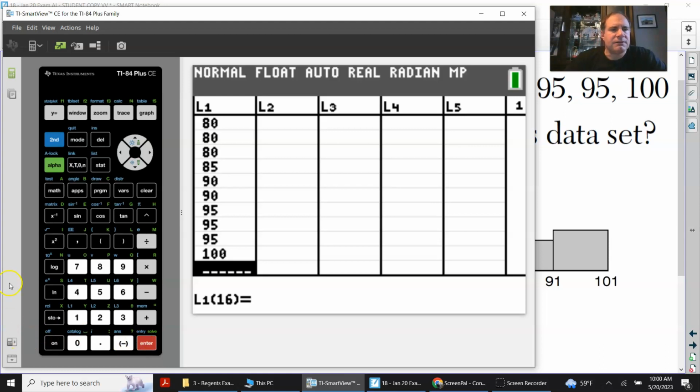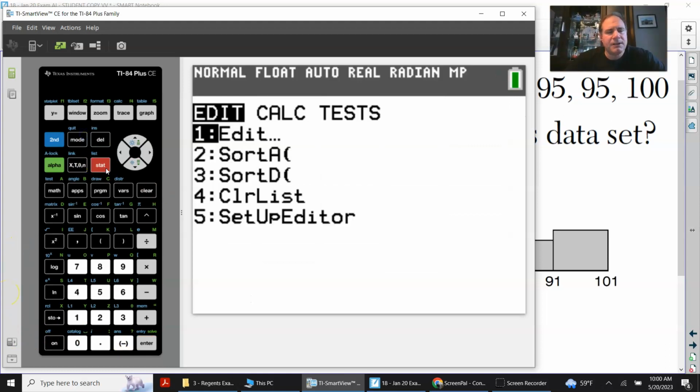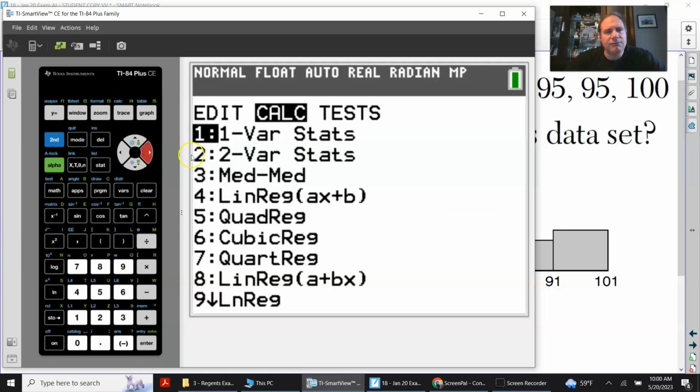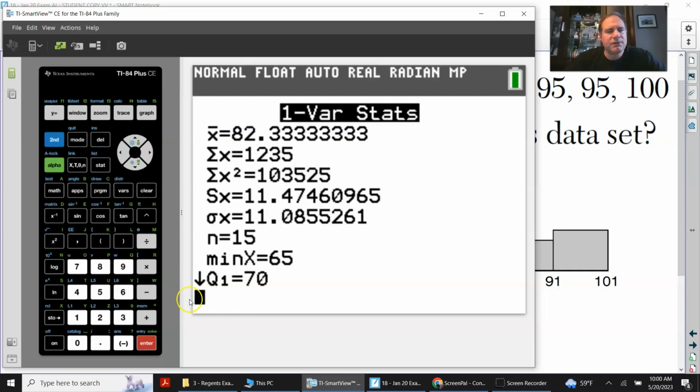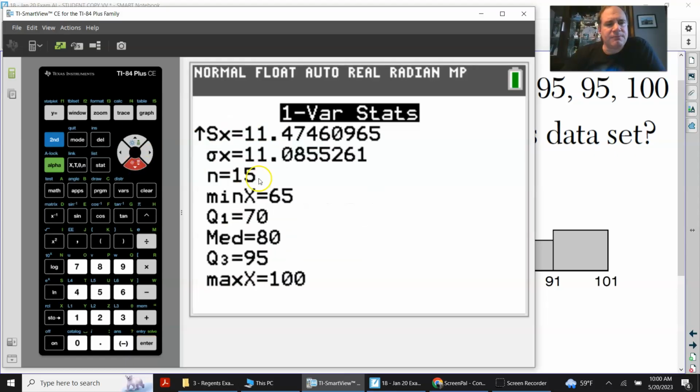I inputted that correctly. Now the next thing you do is press stat one more time. Then you go over to calc, and you leave it on 1 var stats. You press enter 3 times, and you will jump up to this screen. See this x with the line on top? That is the mean, the average. We are going to go down to the 5-number summary, and that is min, Q1, median, Q3, and max.